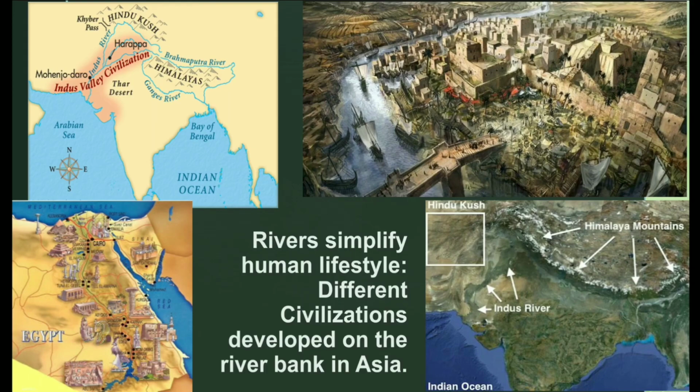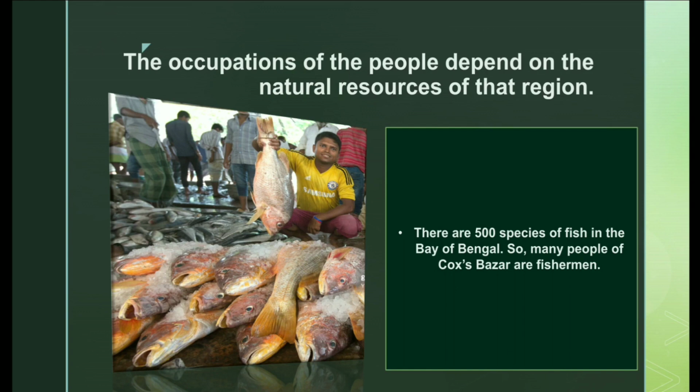So what is the common thing about these pictures? Every picture has a river. So these civilizations developed on the banks of rivers. Rivers simplify human lifestyle. Different civilizations developed on the river banks in Asia. The occupations of the people depend on the natural resources of that region.